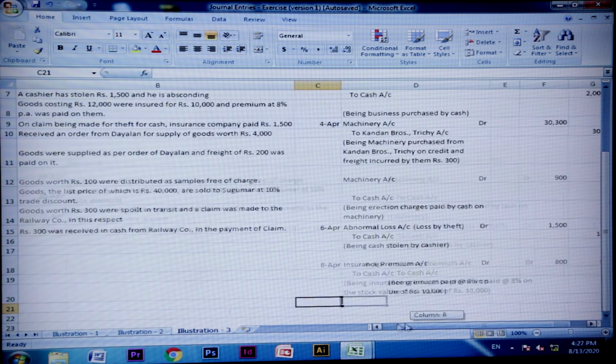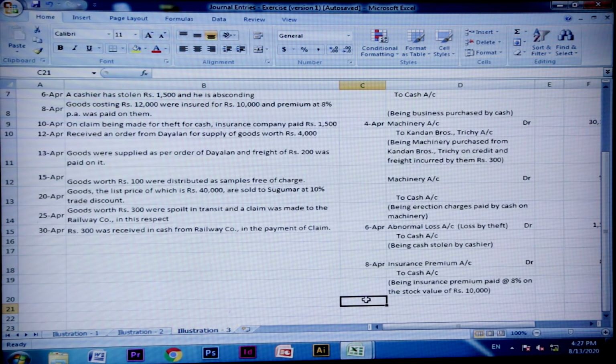It is not a strict rule that you have to write the narration as such. You can write in your own words. The only thing is, in the narration portion you have to explain the journal entry.